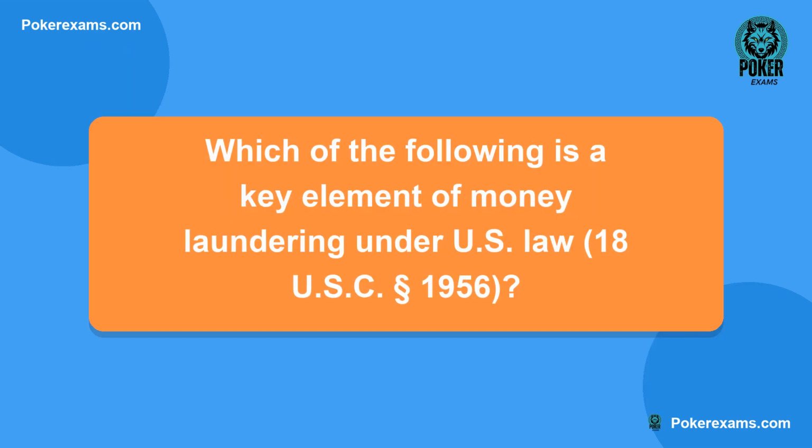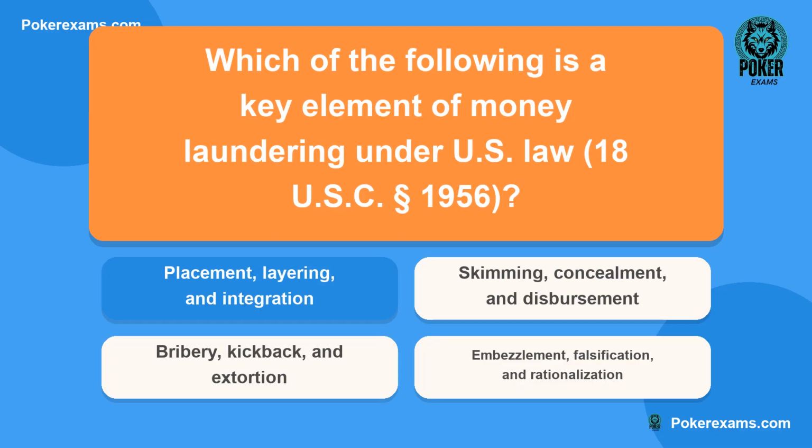Next question. Which of the following is a key element of money laundering under U.S. law, 18 U.S.C. Section 1956? Is it A, placement, layering, and integration?